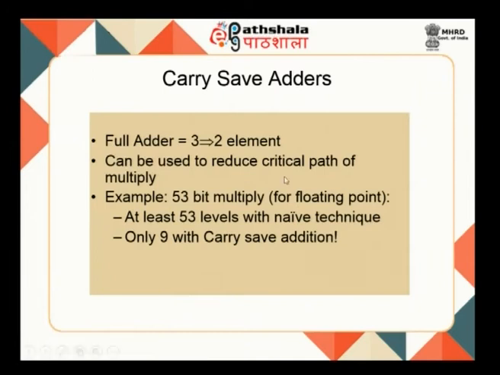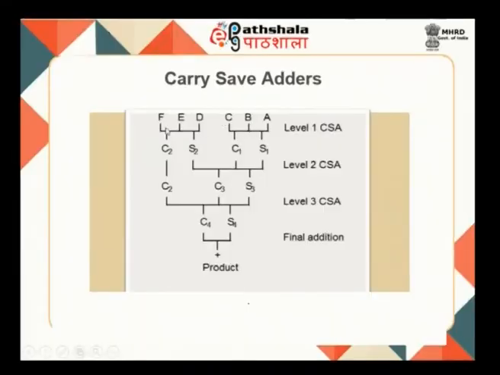So, you will find that if you have to do a 53 bit multiply for floating point operations, in the case of normal addition, it will require at least 53 levels of addition, whereas with carry save addition it requires only a lesser number of stages. So, this is what I discussed. You can combine 3 data inputs together. So, these 3 can be combined together.